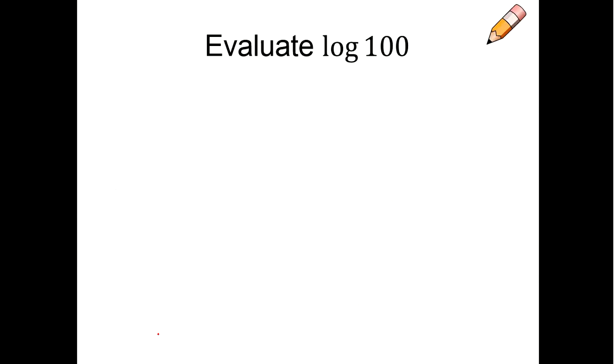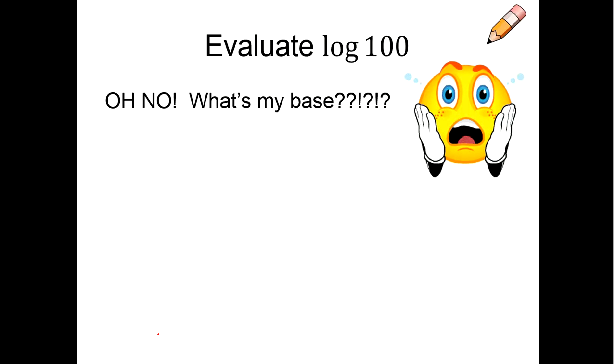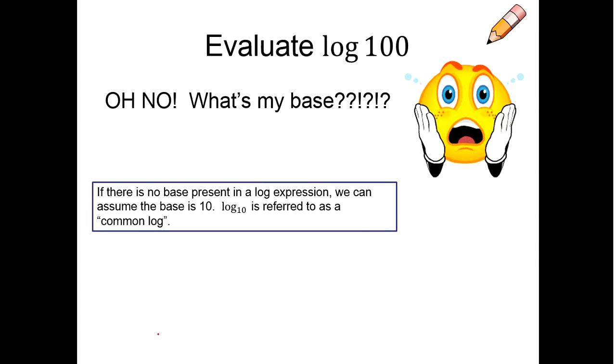Now, let's evaluate log of 100. You're probably saying, Marsh, we don't have a base. Where's the base? What do you do? Guys, there is a thing called a common log. If there's no base present in your log expression, we assume the base is 10. So ultimately, there's a tiny little 10 right there. You just weren't able to see it. Now, since you know that, you'll see that little base 10 when there's nothing there. So ultimately, guys, they're asking 10 to some power has to give me 100.